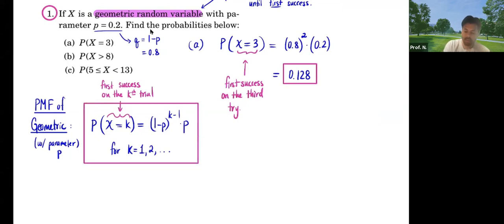Okay. So part B, what's the probability that x is bigger than 8? What does this mean?